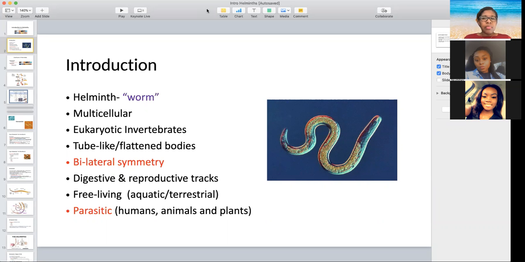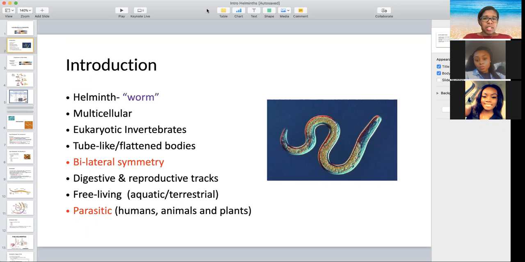They do have digestive and reproductive tracts that can look a little different depending on the species. Some reproductive tracts are incomplete. They can be free living, like in aquatic or various terrestrial environments, but they're also parasitic. We're interested in those that are parasitic, particularly to humans, animals, and plants, as those are sources of food for us. So these are just some basic characteristics when we're trying to distinguish amongst different types of parasites.